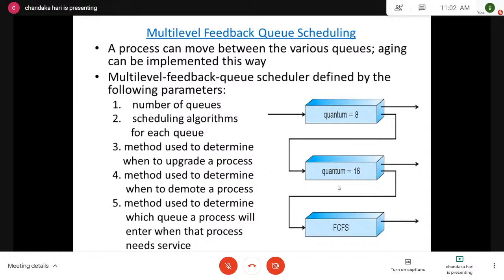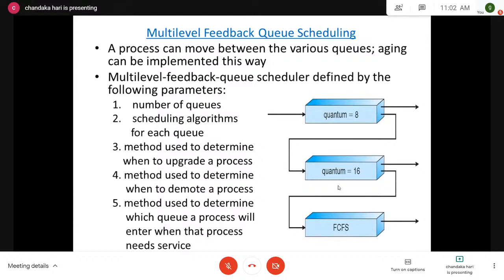Now, in order to practically implement this algorithm, what are the different parameters you need to consider? Number one, the first very important thing is the number of queues. You need to decide how many queues you want to maintain. Number two, what is the scheduling algorithm of each and every queue? In this example, I have used round robin scheduling, round robin scheduling with time quantum 16, and first come first served scheduling. So the second very important thing is that you need to decide the scheduling algorithm of each and every queue.